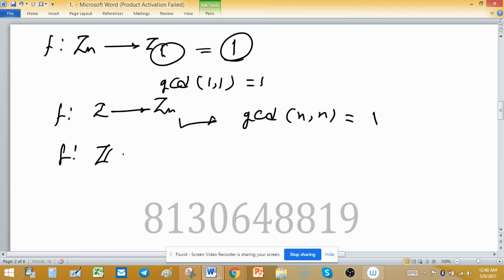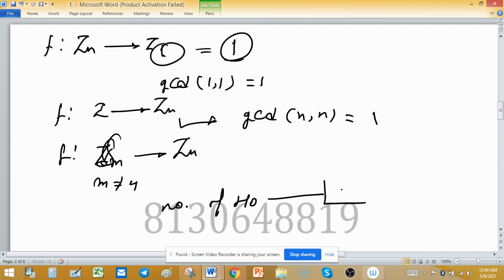If we are defining f from Sm to Zn, this is important, Sm to Zn, and m is not equal to 4, then the number of homomorphisms is 1 if n is odd, and this is 2 if n is even.